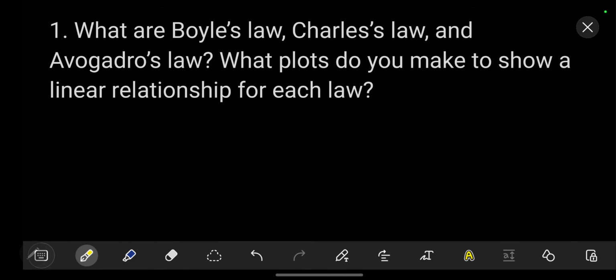So here today we are going to do every possible question that can come under A levels. So firstly, the question says, what are Boyle's law, Charles' law and Avogadro's law? What plots do you make to show a linear relationship for each law?